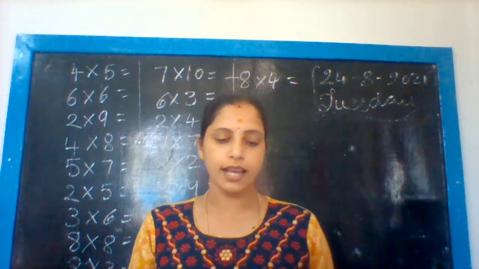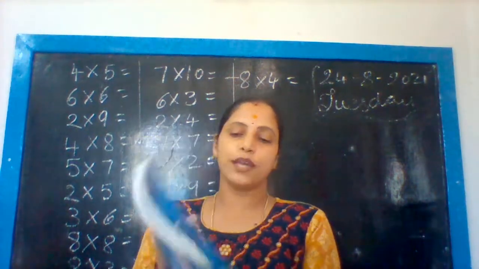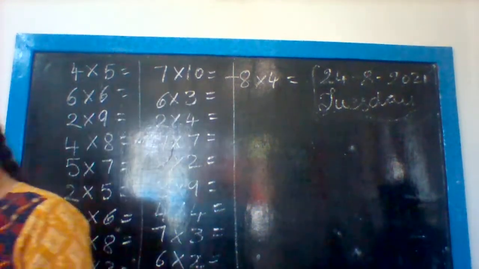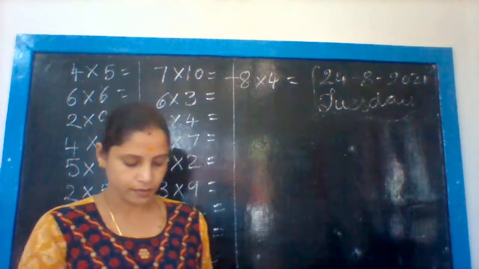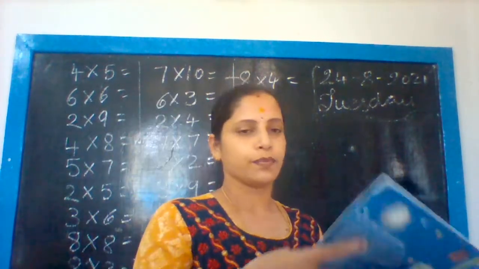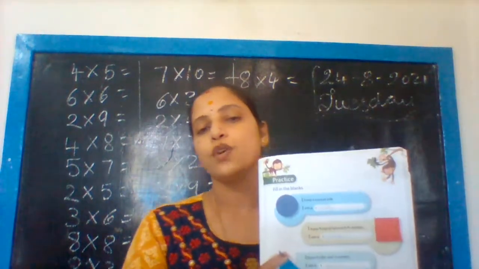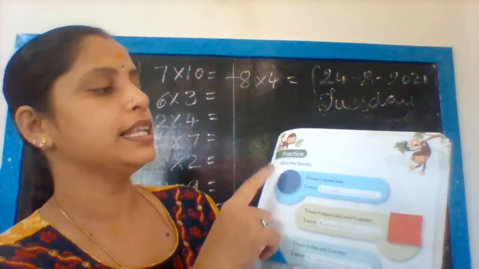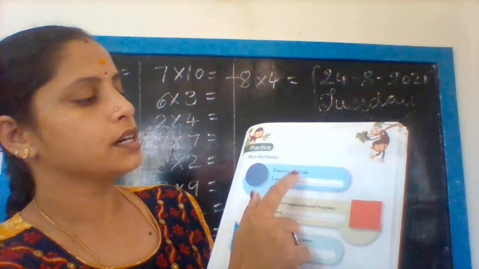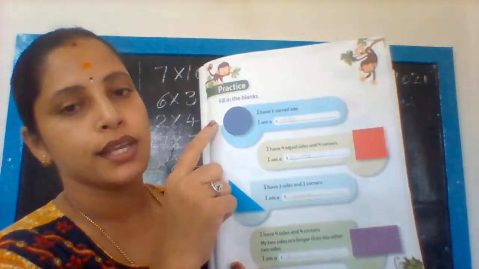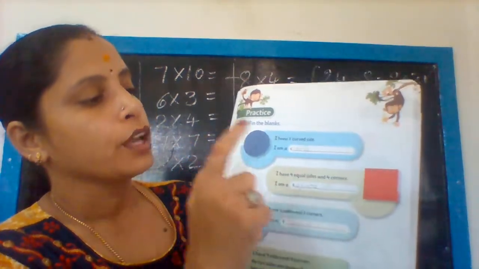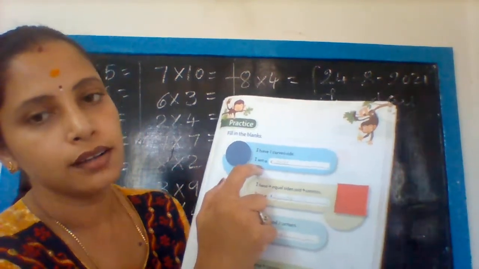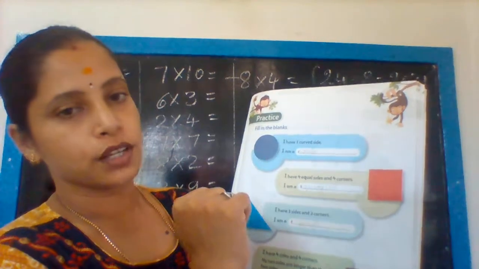One more homework is there in the numeracy skill book, page number 65. So you can see here. We all learned about the shapes, so this is related to that only. Fill in the blanks. I have one curved side. I am dash. You can see the picture here. You should write the answer. I have one curved side. I am a circle. The spelling of circle you know, no?